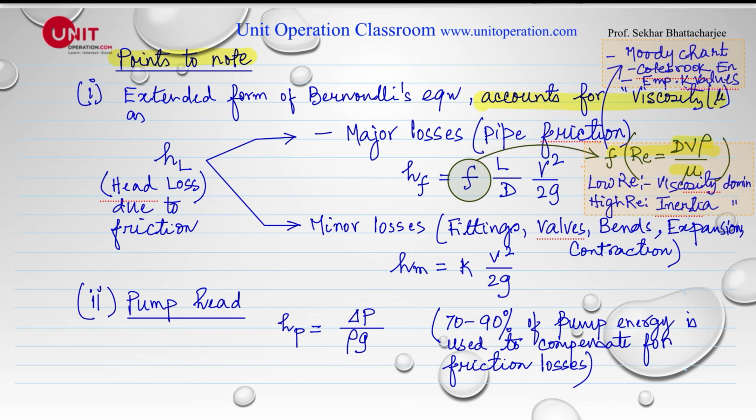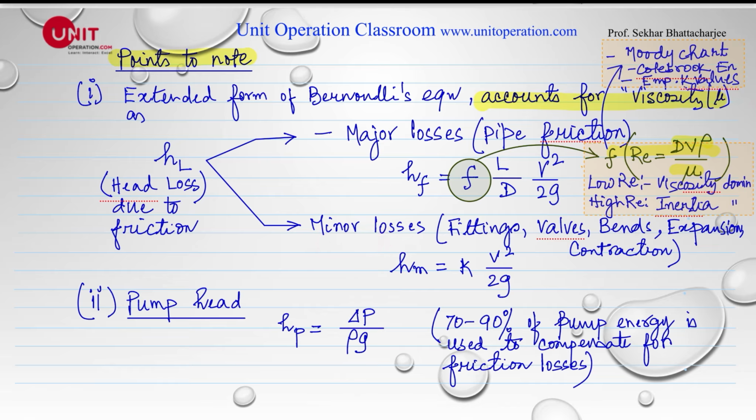There are two types, of course, we know. There's Fanning's friction factor and Darcy's friction factor. And these are given in terms of the Reynolds number. We know how this is. Low Reynolds number, of course, means the viscosity dominates, and high Reynolds number, of course, means the inertia dominates, because of this definition right here. And the values of F, of course, we all get from the Moody chart or Colebrook equation or the empirical K values, which are for the minor losses.